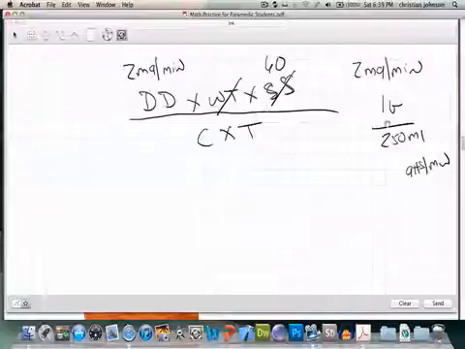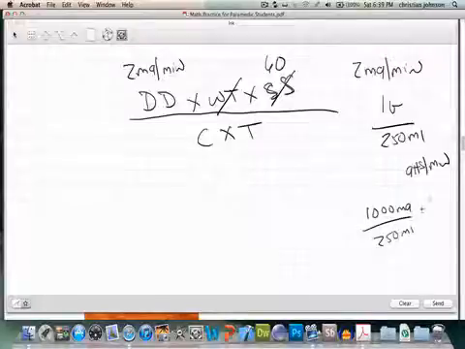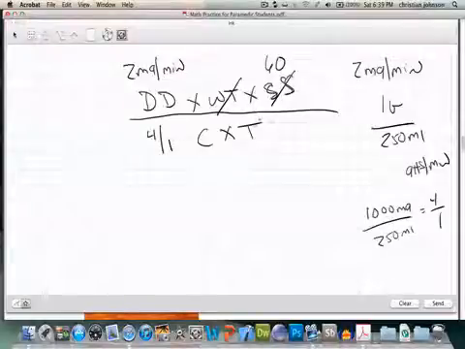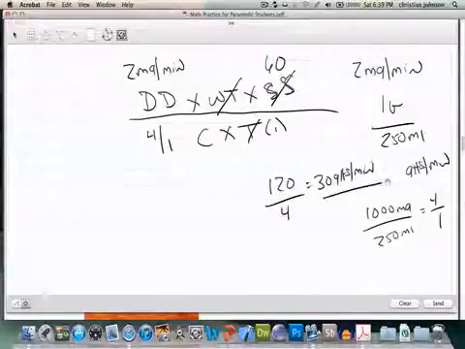My concentration, remember, I have to take my dose on hand, convert it to my desired dose, which would be 1,000 milligrams in 250. That gives me 4 to 1. That's my new concentration, 4 to 1. And I don't need time, or 1. 2 times 60 here would give me 120. I've got to divide that by 4, which equals 30. That's exactly what I got on the clock. All right, so remember that.